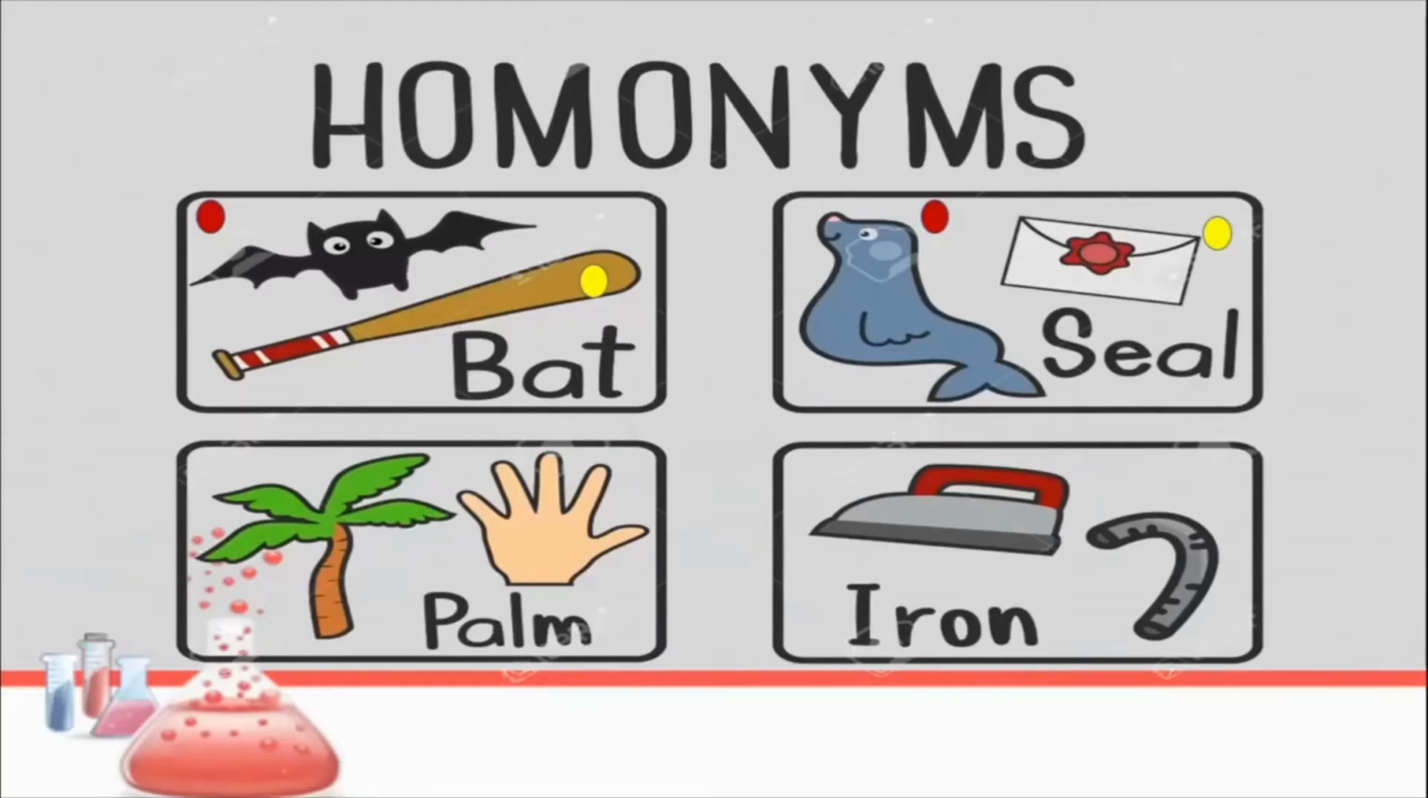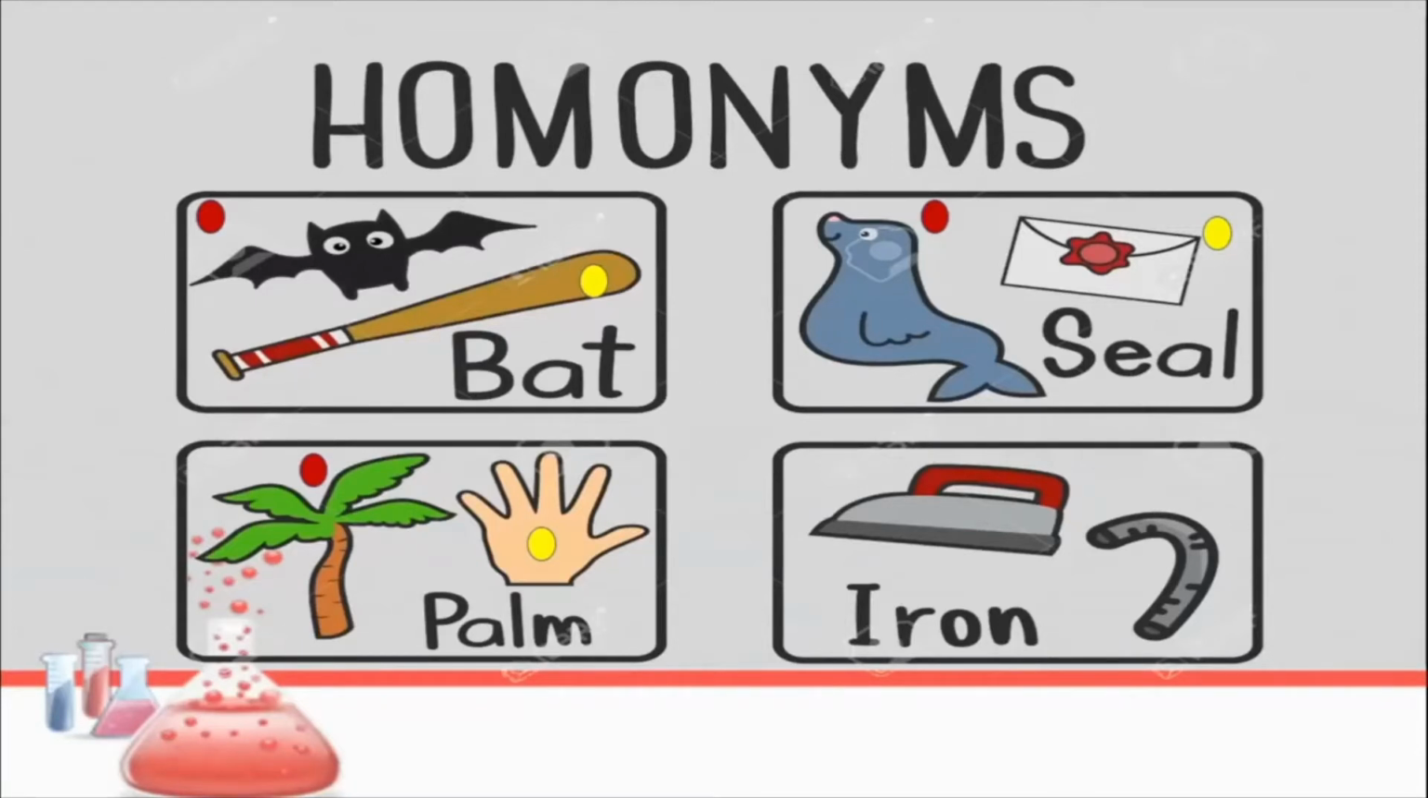Come to the third example, we have palm, P-A-L-M, palm. Now as the image is very clear to you, one palm is the palm tree. So you have the coconut palm, the arecanut palm, the date palm, and the other palm is the part of your hand, the palm of your hand, which you use in a multiple number of ways, isn't it? Now come to the last example here, iron.